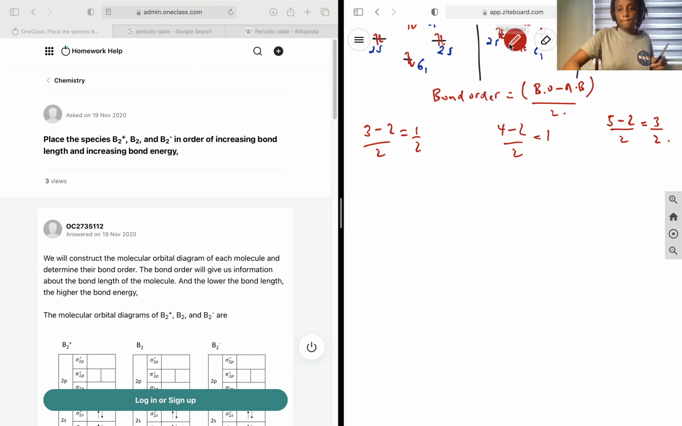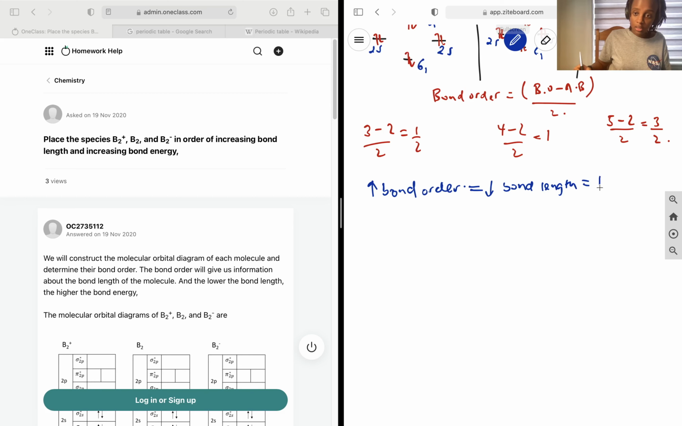So we know the higher the bond order, the shorter the bond length, which means the higher the bond energy. Bond order just refers to like how many bonds you have. So in the scenario where it's 1, it would just be 1. So for example, in the case of H2O, it has a bond order of 1 bond, 1 bond.